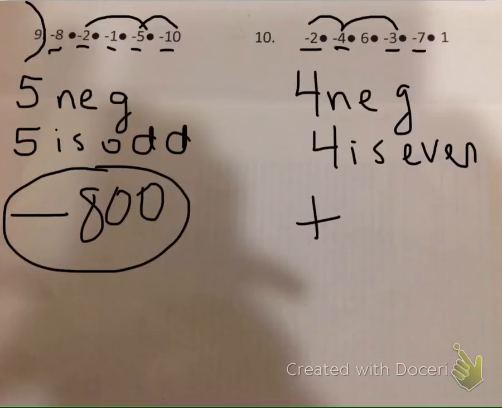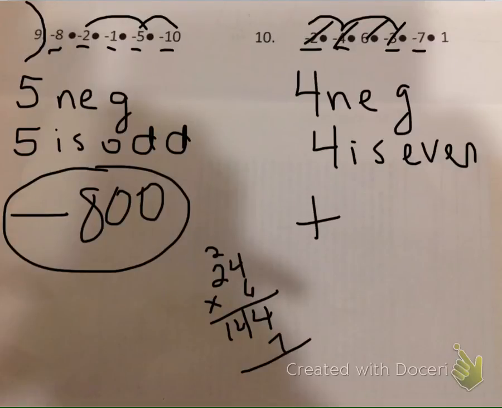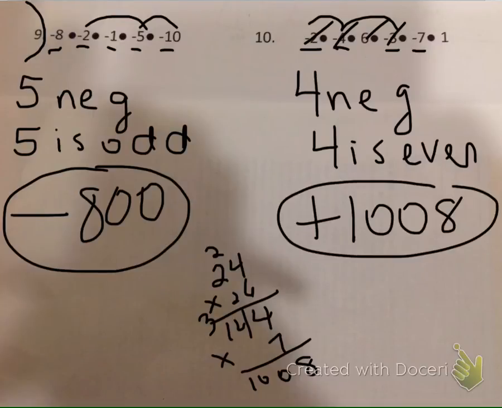And then I would do 24 times 6, and I'm just going to do a little math over here. 6 times 4 is 24. 6 times 2 is 12, plus 2 is 144. Okay, so now I multiplied my 2, my 4, my 6, my 3, times 1 is 144, and then I'm just going to multiply 144 times 7. So 7 times 4 is 28. 7 times 4 is 28, plus 2 is 30. 7 times 1 is 7, plus 3 is 10. So the answer is 1008. And that we already figured out was a positive answer.